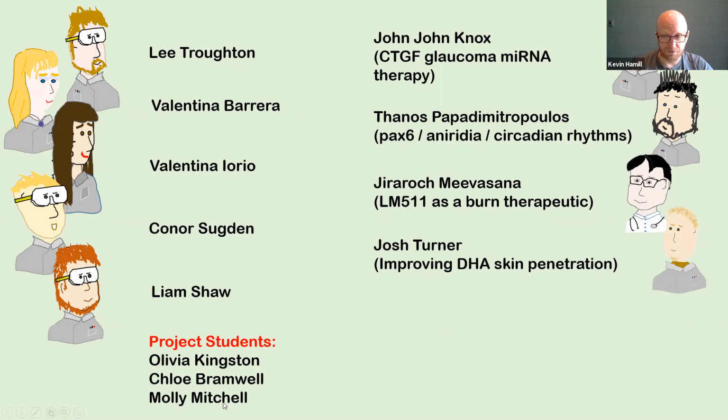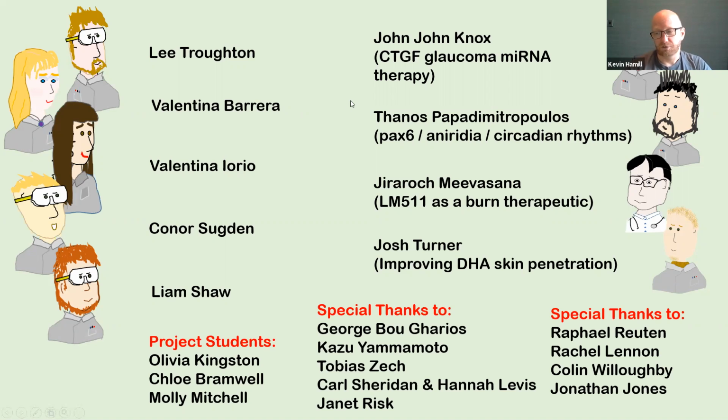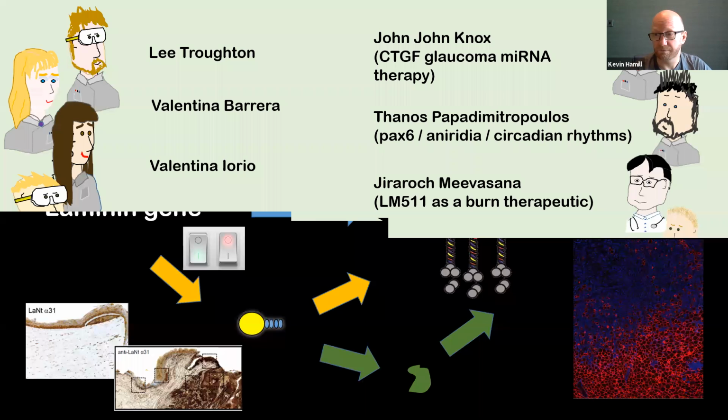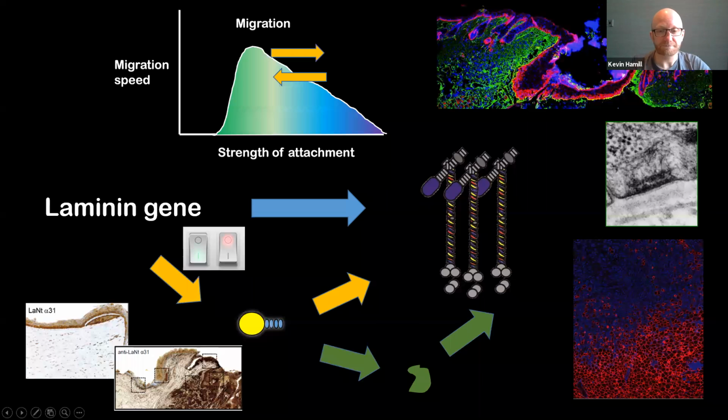Along the way, project students and Olivia, who you all know, have been involved, and there was a graph from Olivia in here that I skipped past. And of course, a huge thanks to George, Kazoo, Toby, Carl and Hannah and Janet, all of whom have contributed quite a lot of their individual expertise, most notably George in making the mouse, Kazoo on MMPs, Toby on breast cancer invasion, Carl and Hannah on all the front of the eye stuff, and Janet on the oral SEC, and then my external collaborators who have helped with interpretation and things. And on that, I shall end, and I'll go back to my diagram.